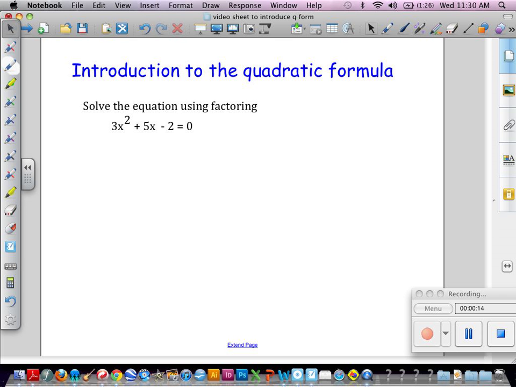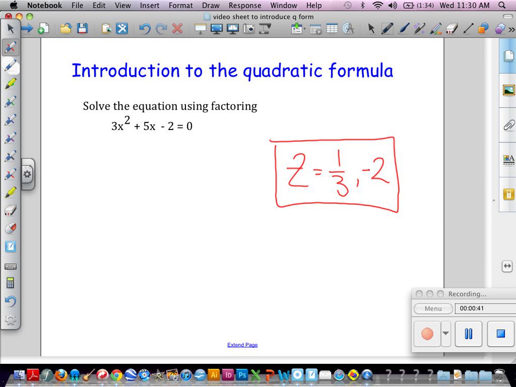On your paper you have the equation 3x squared plus 5x minus 2 equals 0. Pause the video, take a minute, and go ahead and solve this by factoring first. You solve this by factoring, and you should have gotten x equals 1/3 and -2. Keep those answers in mind. We're going to use what's called the quadratic formula now to come up with those exact same answers.